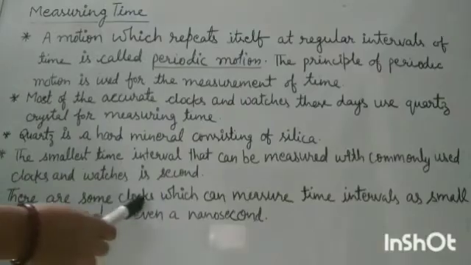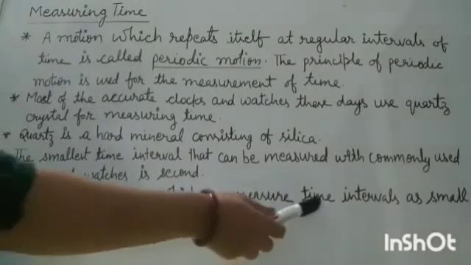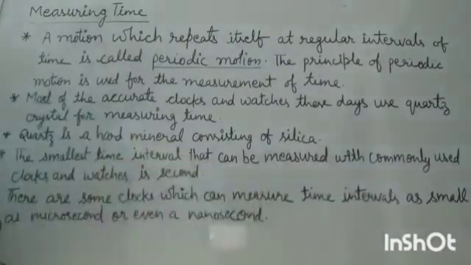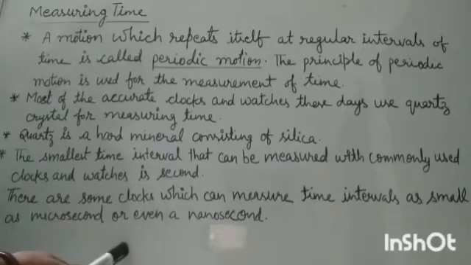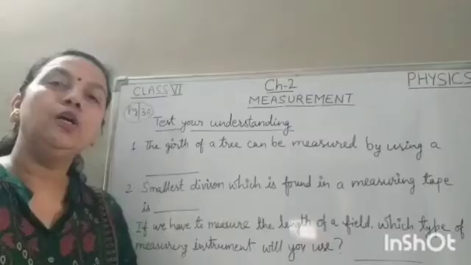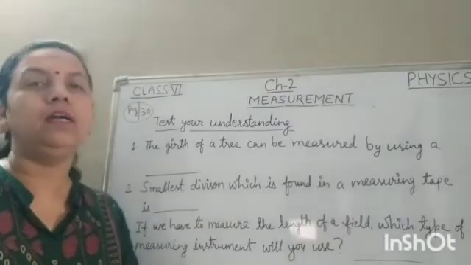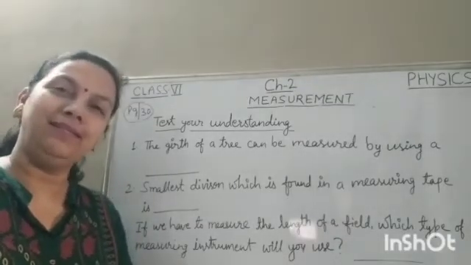There are some clocks which can measure time intervals as small as a microsecond or even a nanosecond. These clocks are used for scientific research. So children, we have completed our topic, measuring time.